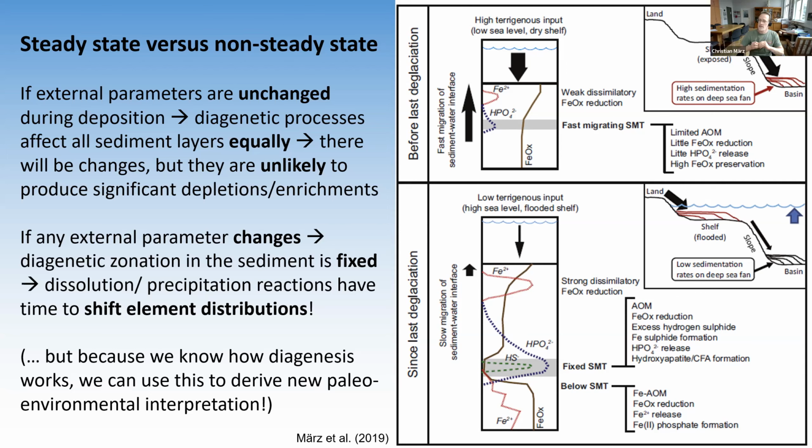This is basically an example of a study we did on the Zambezi continental margin. You have a core from a deep sea fan, and when sea level is low, it gets lots of sediment. It basically bypasses the shelf, lots of sediment, high sedimentation rate. So the diagenetic zones move through the sediment really, really fast. Now, what happens then is if any external parameters change, and in the case of the Zambezi fan, it was the sedimentation rate, then the diagenetic zonation in the sediment can be fixed.